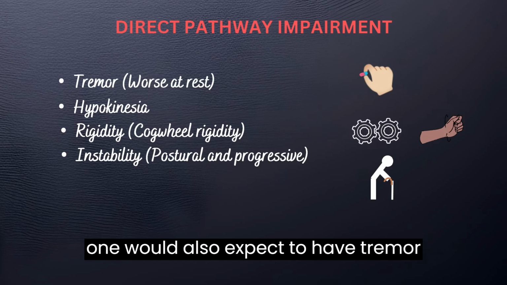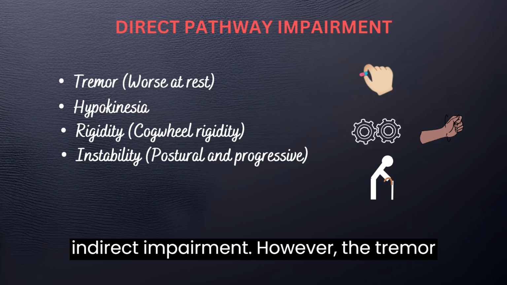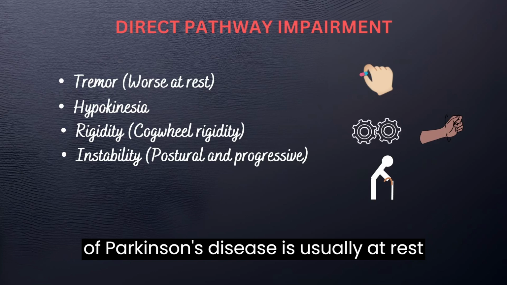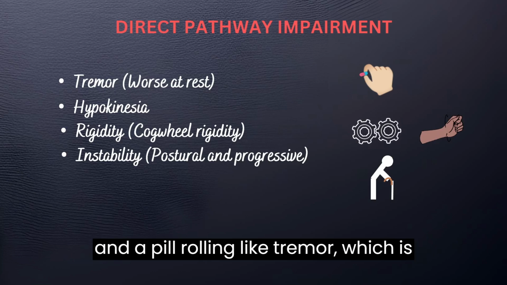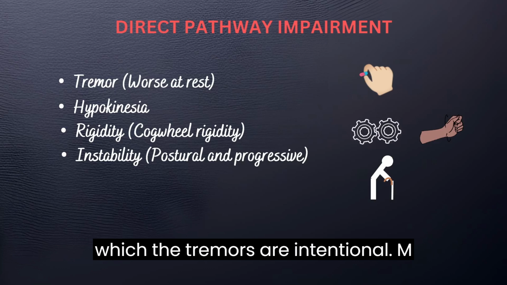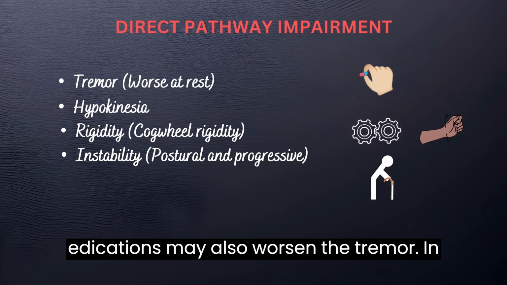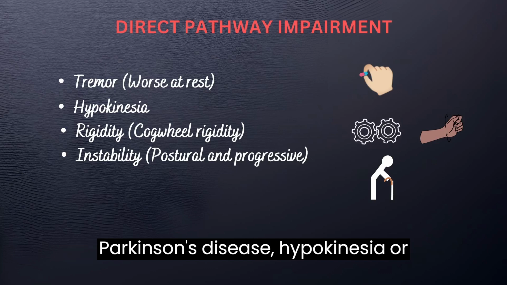So one would also expect to have tremor, whether the problem is a direct or indirect impairment. However, the tremor of Parkinson's disease is usually at rest and a pill rolling like tremor, which is in contrast to cerebellar disorders in which the tremors are usually intentional. Medications may also worsen the tremor in Parkinson's disease.